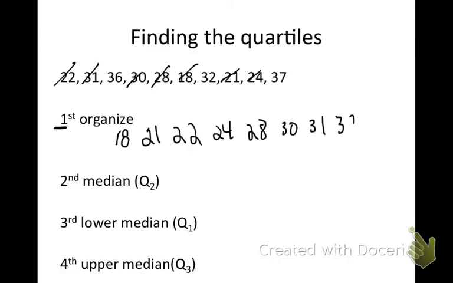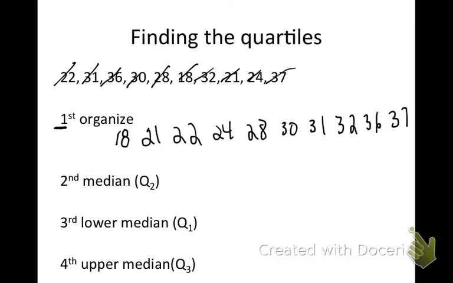32, 36, 37. Okay, and I'm going to double check my numbers again because I don't want to leave a number out and get everything wrong after that. So I have 1, 2, 3, 4, 5, 6, 7, 8, 9, 10 numbers. And in my numbers, I have 1, 2, 3, 4, 5, 6, 7, 8, 9, 10. Good, so I have all my numbers.